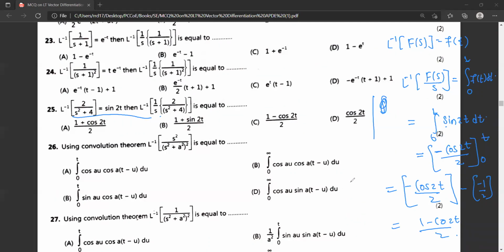Yes, sir. Understood. So which answer is correct? C. Option C. So exactly the same type of questions are there, like 23, 24. Clear to everyone?